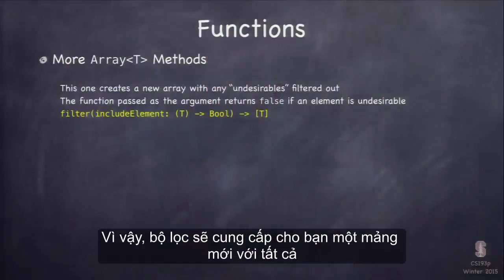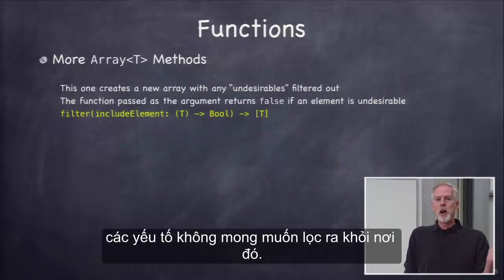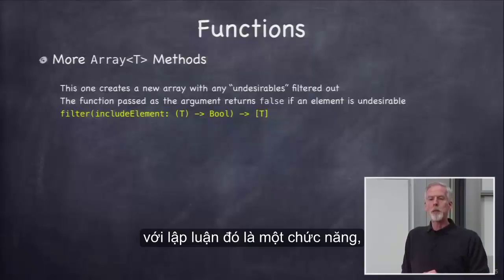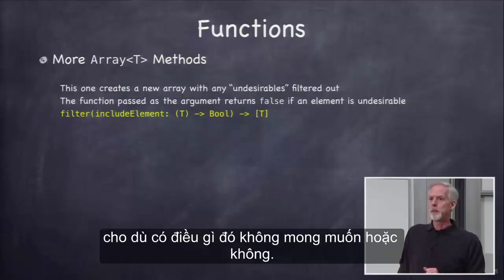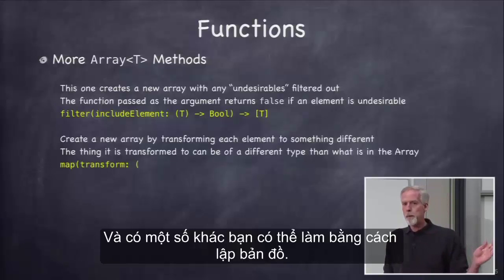This one's called filter. So filter will give you a new array with all the undesirable elements filtered out of there. And the way you specify which ones are undesirable is with the argument, which is a function that just returns a bool, whether something's undesirable or not. Make sense? And there's another one you can do by mapping.